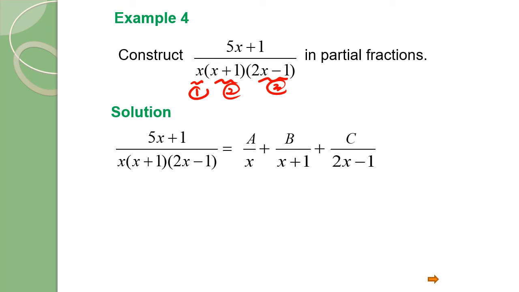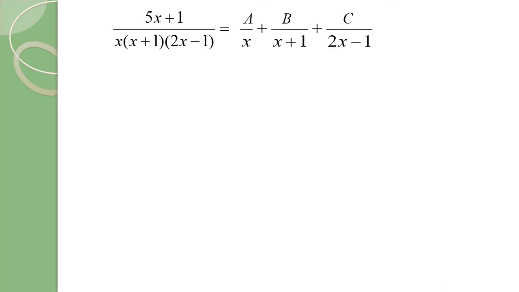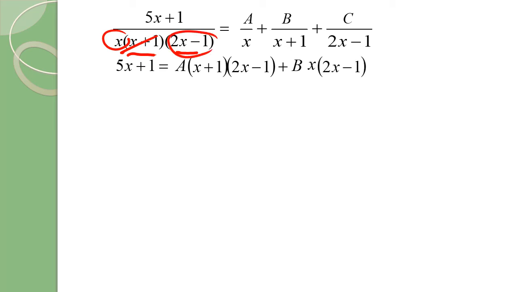And then what we need to do, we have to find the common denominator for all the fractions on the right side. So for a, we have x only. So a should be multiplied by what? a should be multiplied by the other two factors, which are x plus 1 and 2x minus 1. And for b, we have x plus 1 already, so we should multiply by x and 2x minus 1.